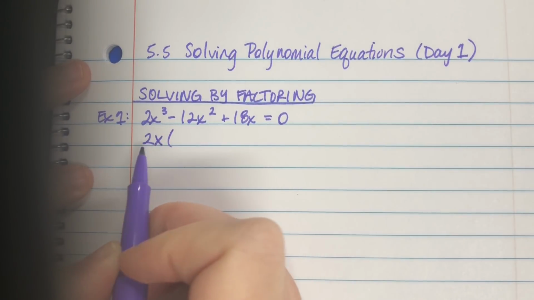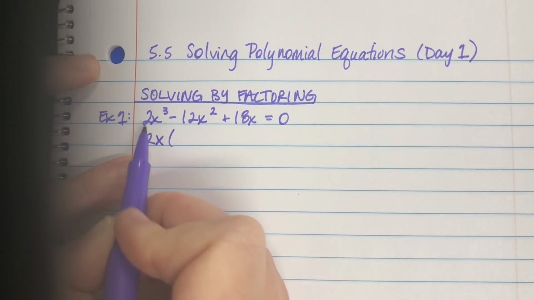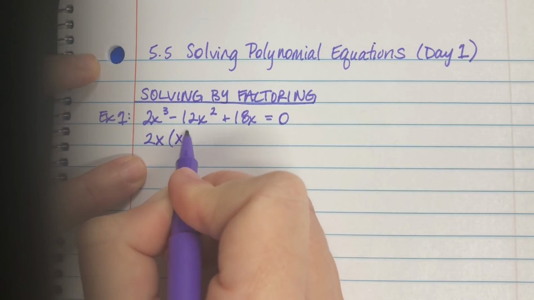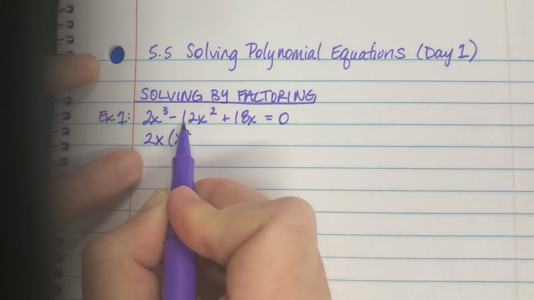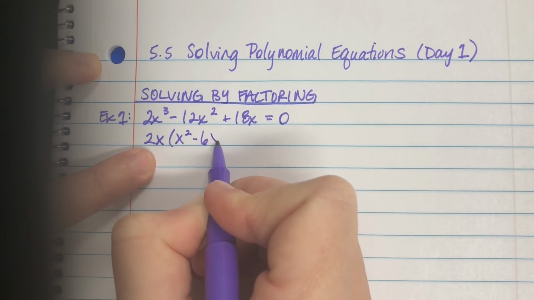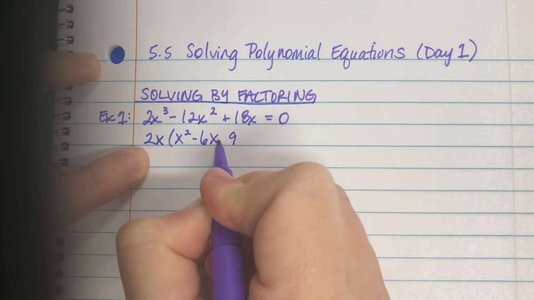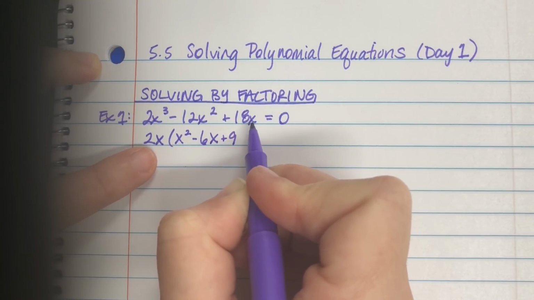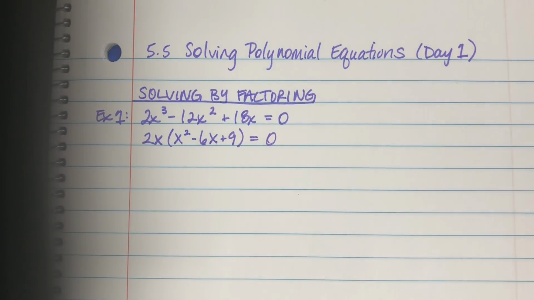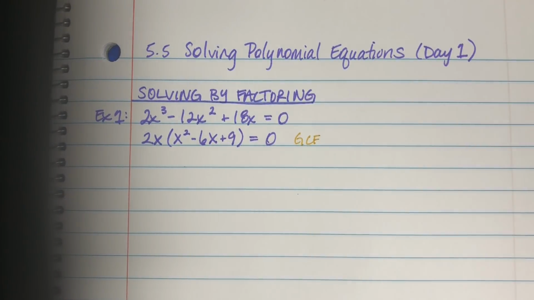Now, just like we did last time, each term has to be divided by your greatest common factor. 2 divided by 2 would cancel. X cubed divided by x, that leaves me with x squared. Negative 12 divided by 2 is negative 6. X squared divided by x leaves me with just x. 18 divided by 2 is 9. And your x's in this case would cancel. I'm going to keep it equal to 0. And just for completeness sake, that again was your greatest common factor stage.